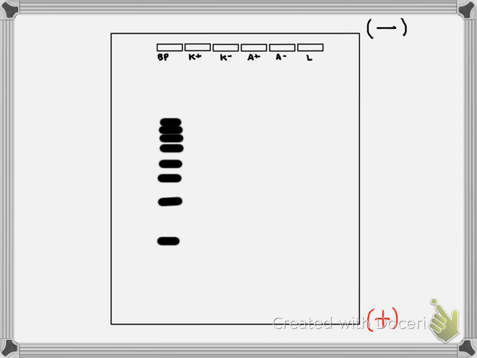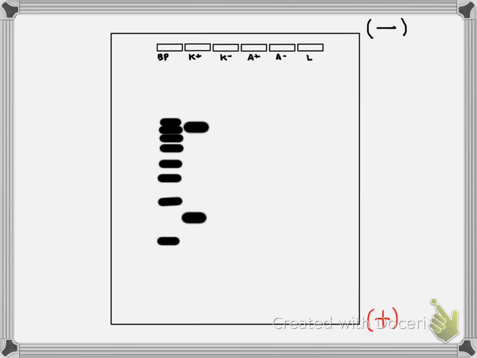Okay, so there's all our fragments of different sizes, and we're aware of those sizes. Okay, and then if we look at the first lane, the K plus lane, there's our two pieces, right? We've got the one piece that represents the larger chunk with the kanamycin resistance gene in it, and then we've got the smaller chunk that just has the red fluorescent protein gene.